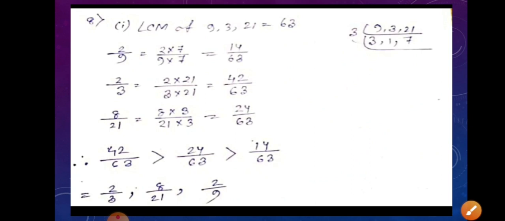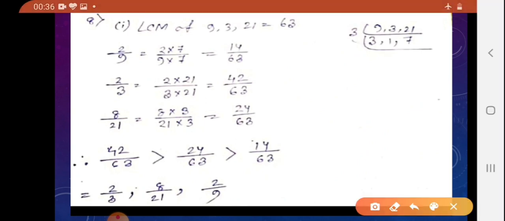Now question number 8, in descending order. Again, in descending order or ascending order, first what do we have to do? We have to change into equivalent like fractions. To change into equivalent like fractions, first we have to take out the LCM. So the LCM of 9, 3 and 21 is 63. So when we change into like fractions, it will come 14 upon 63, 42 upon 63 and 24 upon 63.